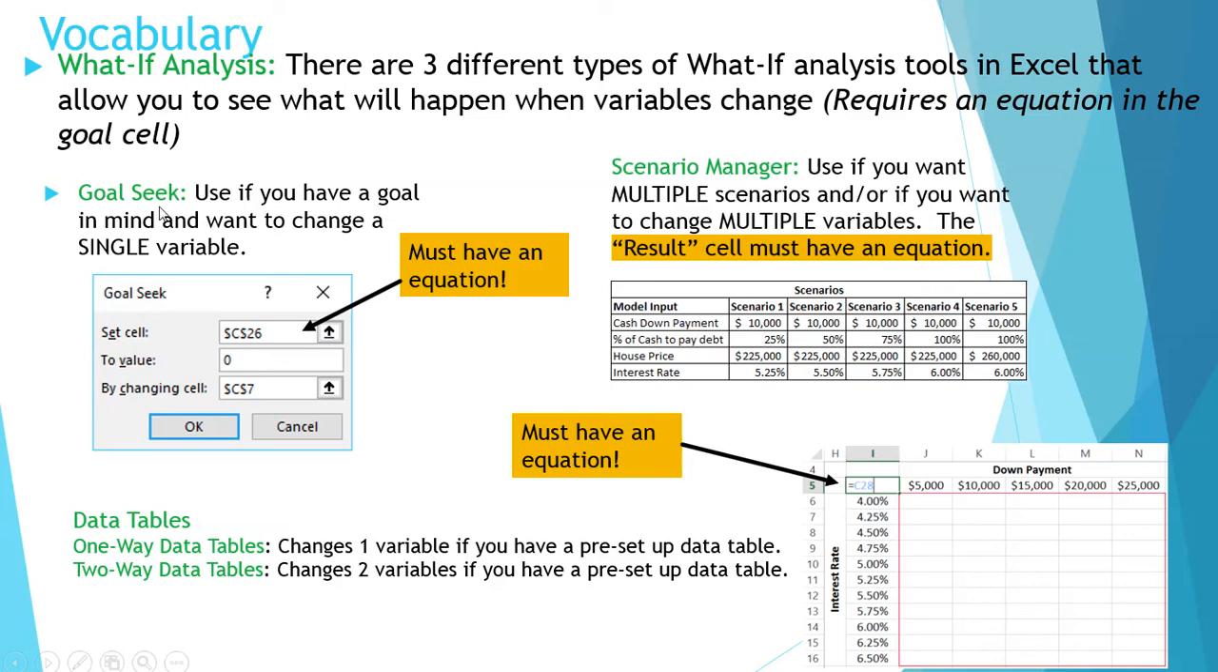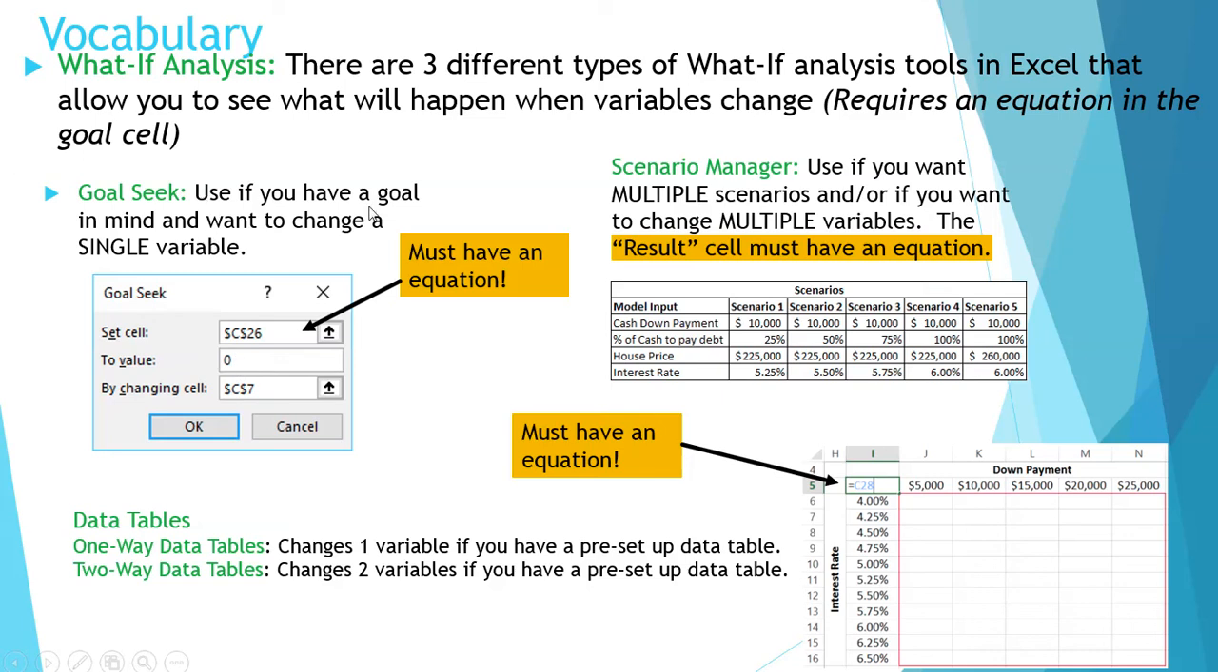There's the goal seek, which is the most simplistic, where you have a certain goal in mind. So for example, let's just say I run a little taco truck, and I want to know how many tacos I need to sell if I want my profit to be 0.